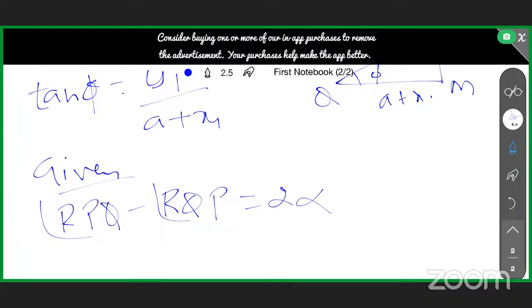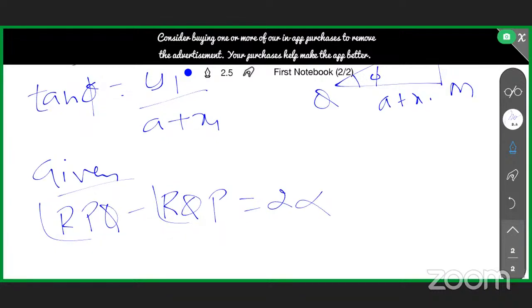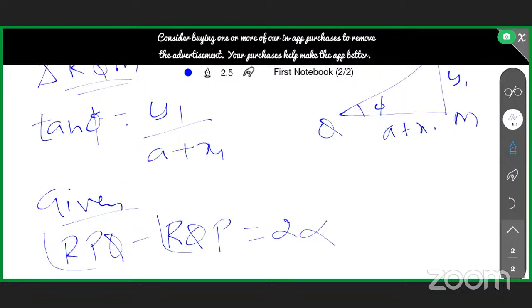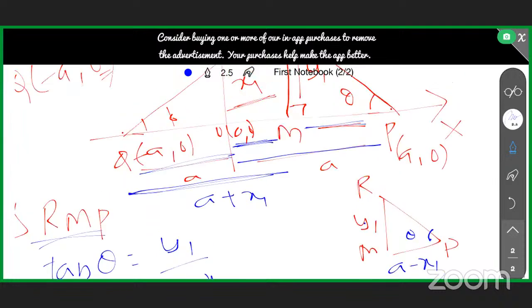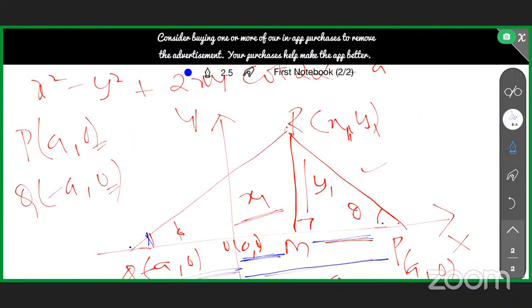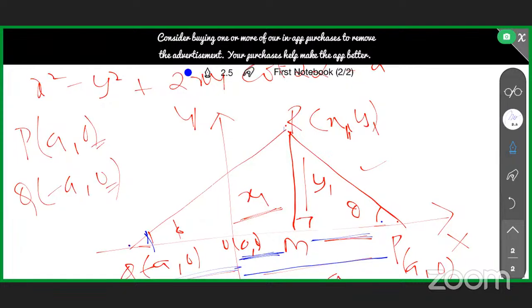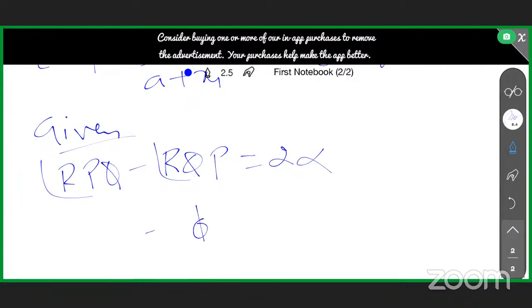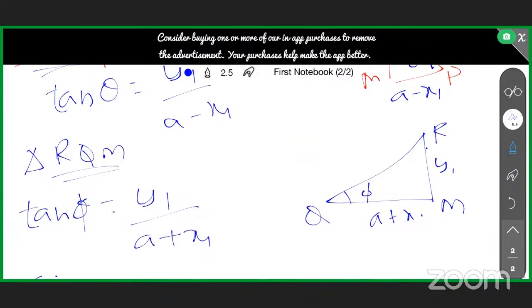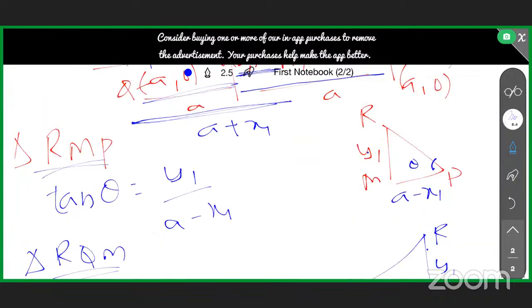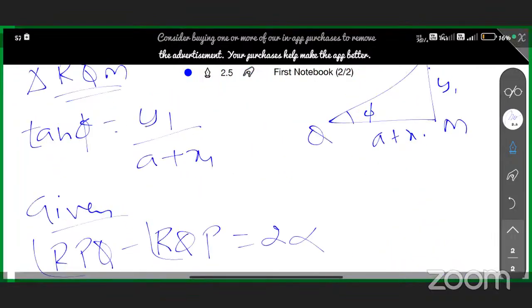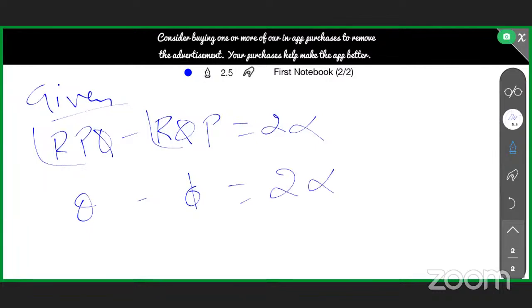Yes or no? Yes, sir. Now listen carefully. If you calculate this diagram, see RQP. What is the angle here? Phi, sir. RQP is equal to phi, that is, pi minus RPQ. What is the value of RPQ? Theta, sir. So theta minus phi is equal to 2 alpha.